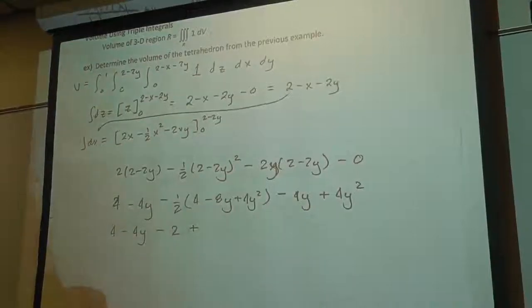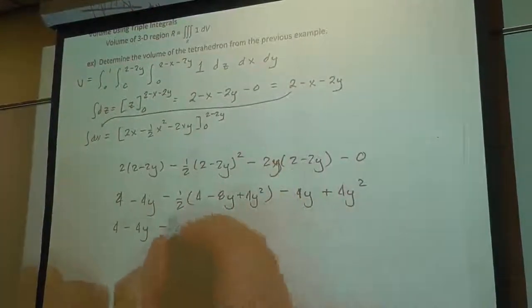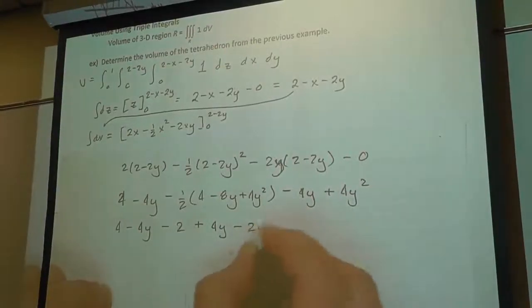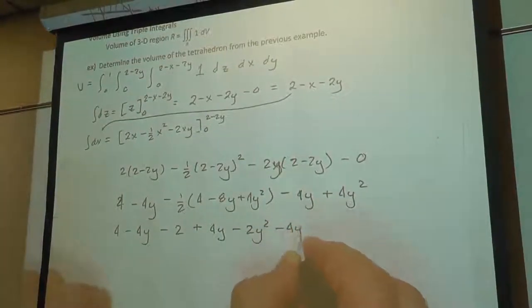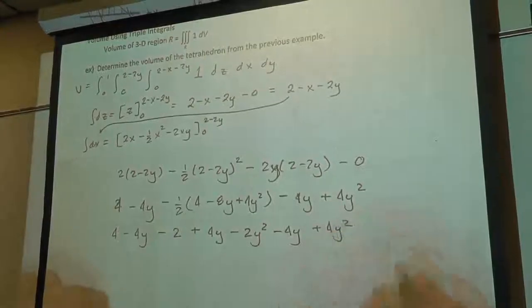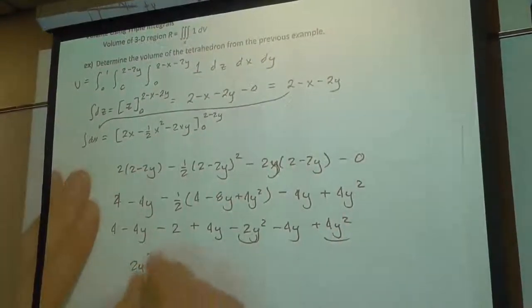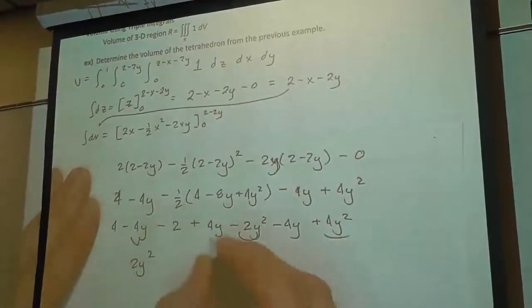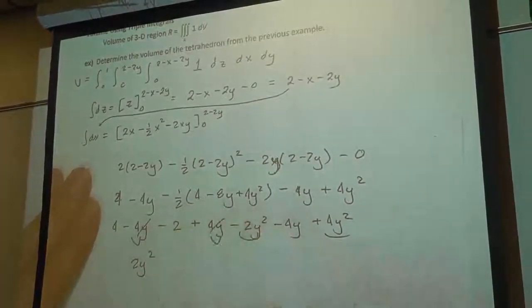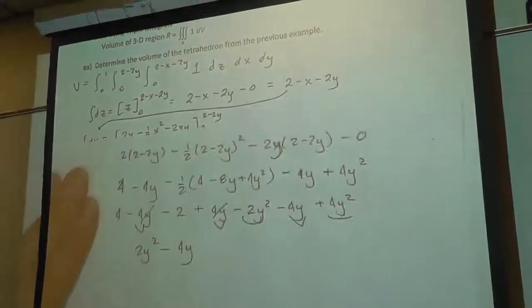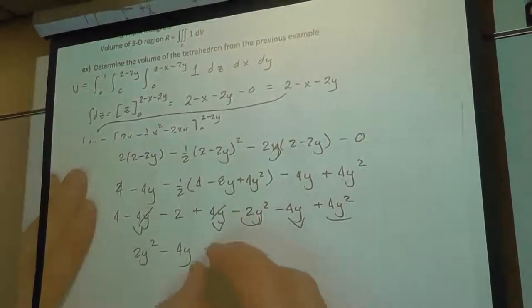Oh, I'm not doing that yet. I'm just shooting this negative 1/2. Okay, next. Okay, so I see what you're doing. Plus 4y minus 2y squared minus 4y plus 4y squared. So now, like terms. I've got a 2y squared, and they cancel. Thank you. Minus 4y. So all the y terms are collected together. And the constants hash out to a plus 2.